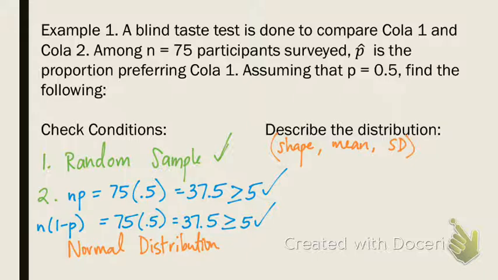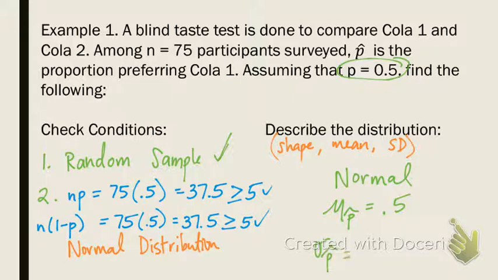So I would say that the shape is normal. The mean is just equal to the number that is given, so 0.5. And then the standard deviation is that beautiful formula, the square root of p(1 minus p) over n. You need your calculator. So 0.5 over 75. Somebody, actually let's all try this because we all need practice with our calculators.